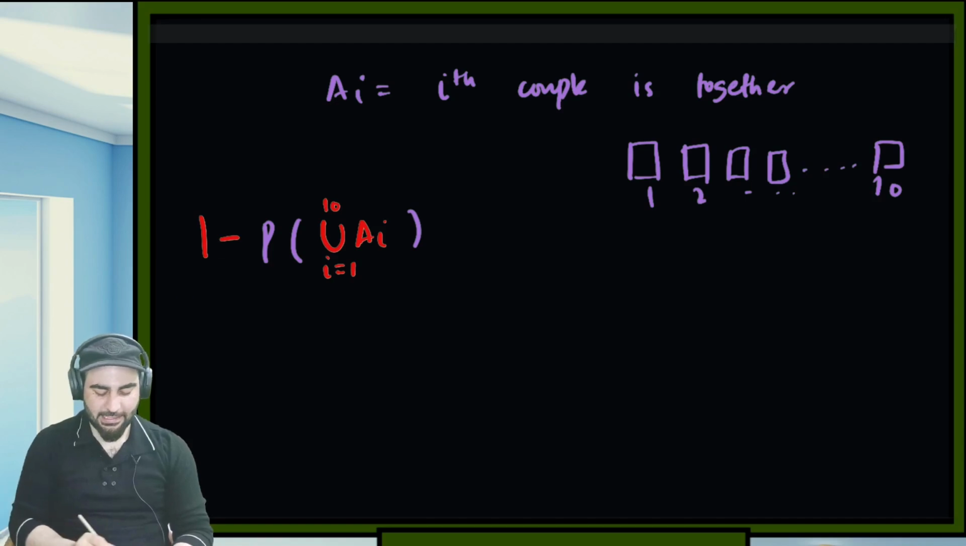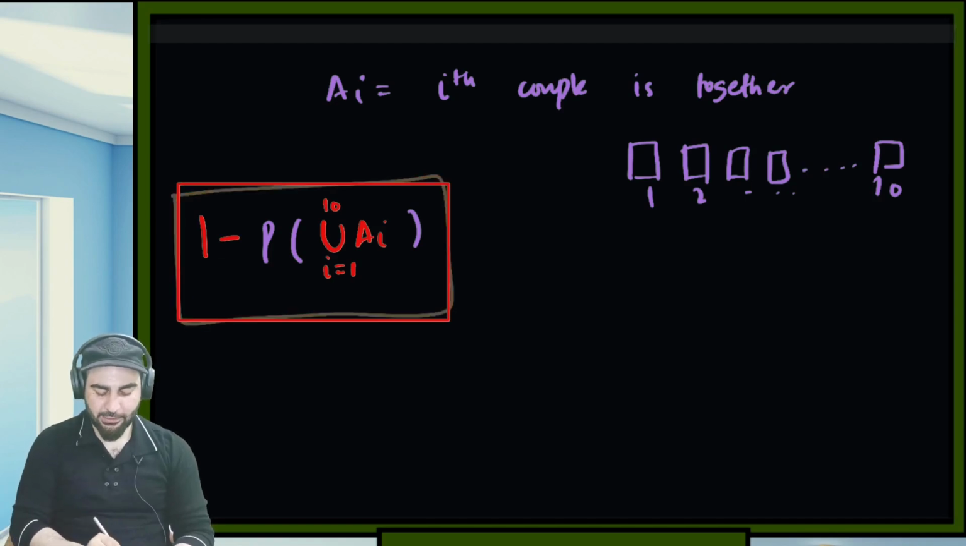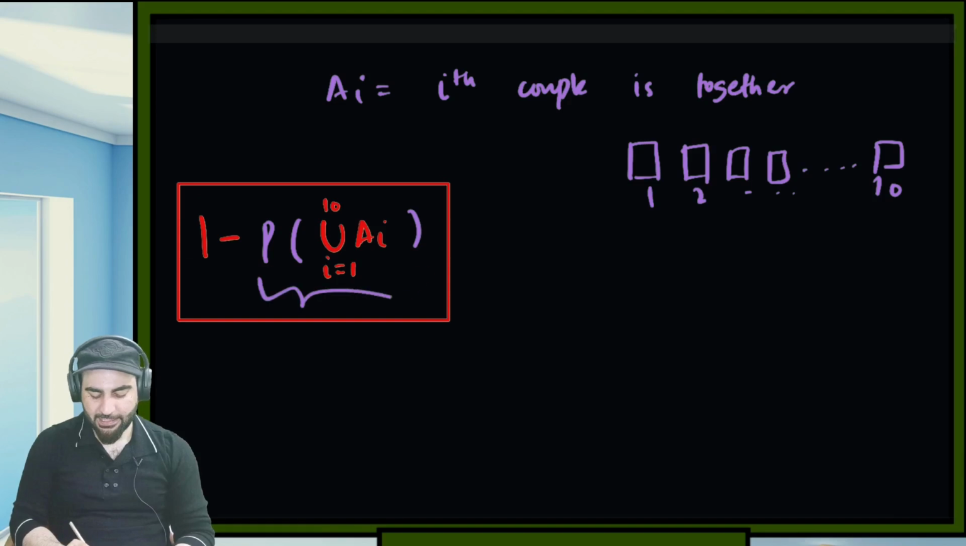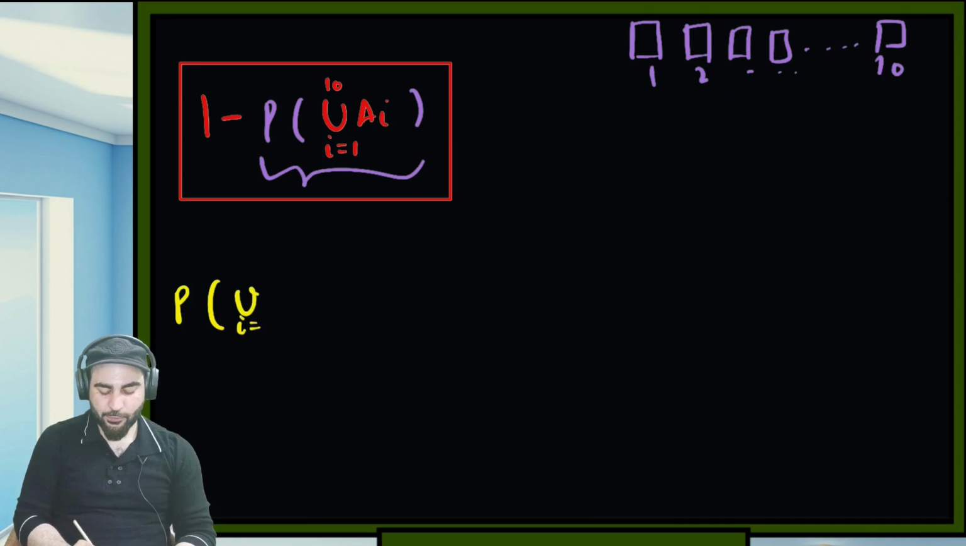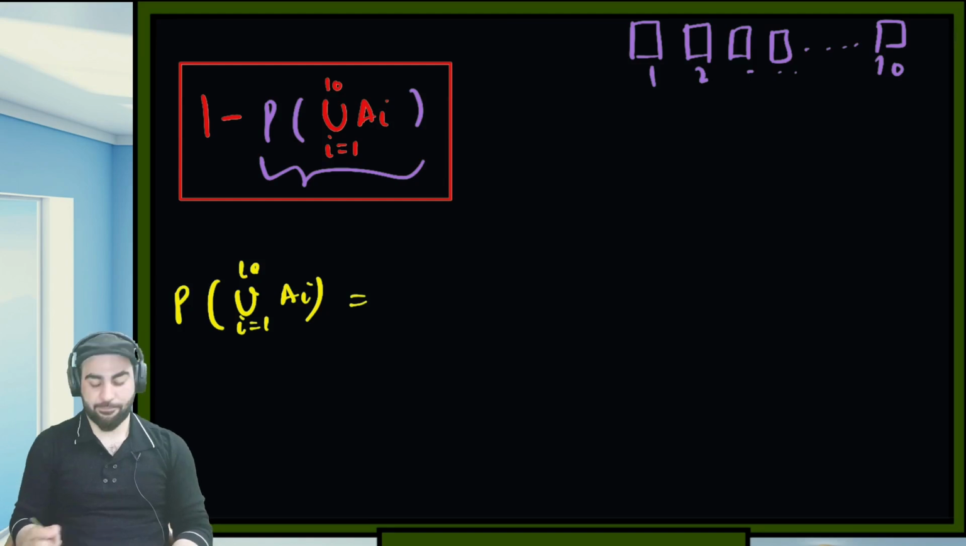Now let's hold on to this. So basically, I'll compute this part. If you see, I'll compute this part. So how to compute this part? Tell me. Probability of the union over i goes from 1 to 10 of A_i. So how to compute this? By using what principle?